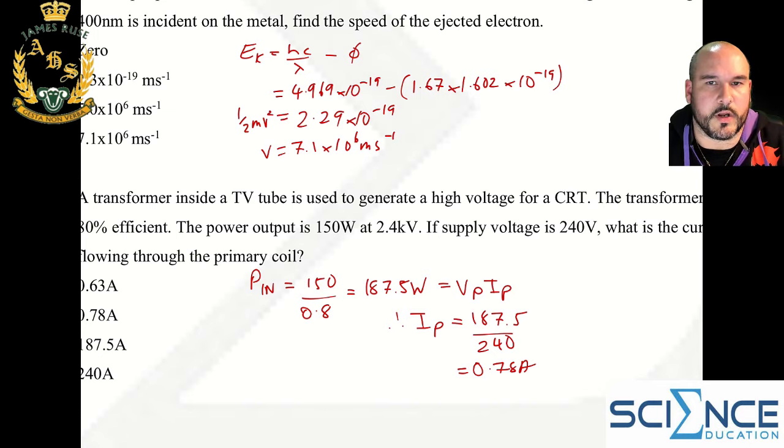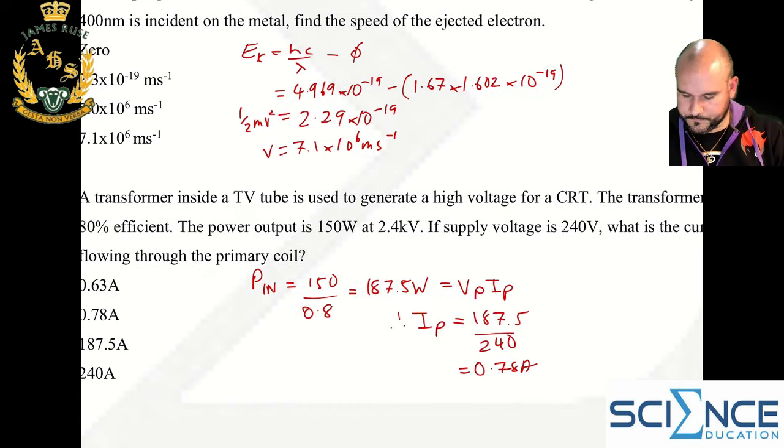That is voltage in the primary times current in the primary. You are told 240 volts is the supply voltage. Therefore, current in the primary, 187.5 divided by 240, 0.78 amps. Our answer for question 4 is B.